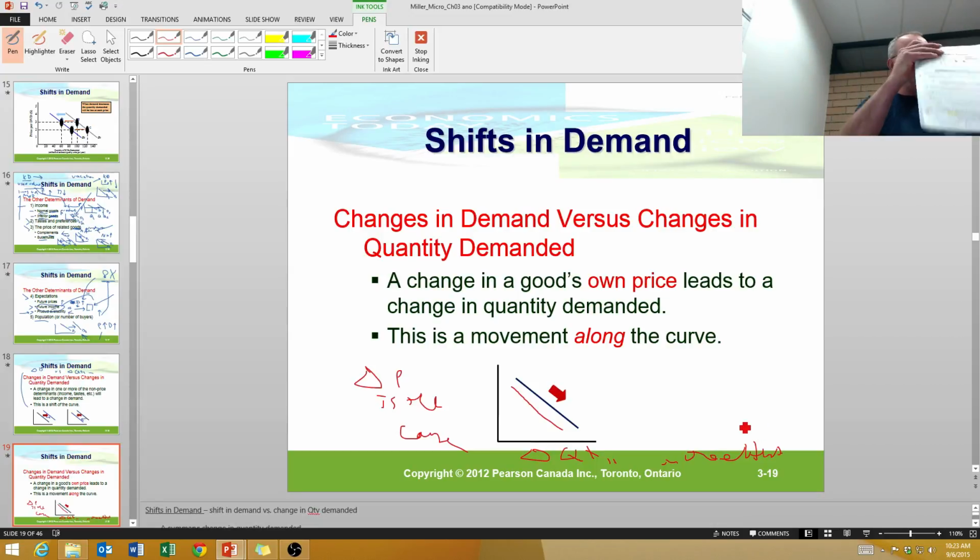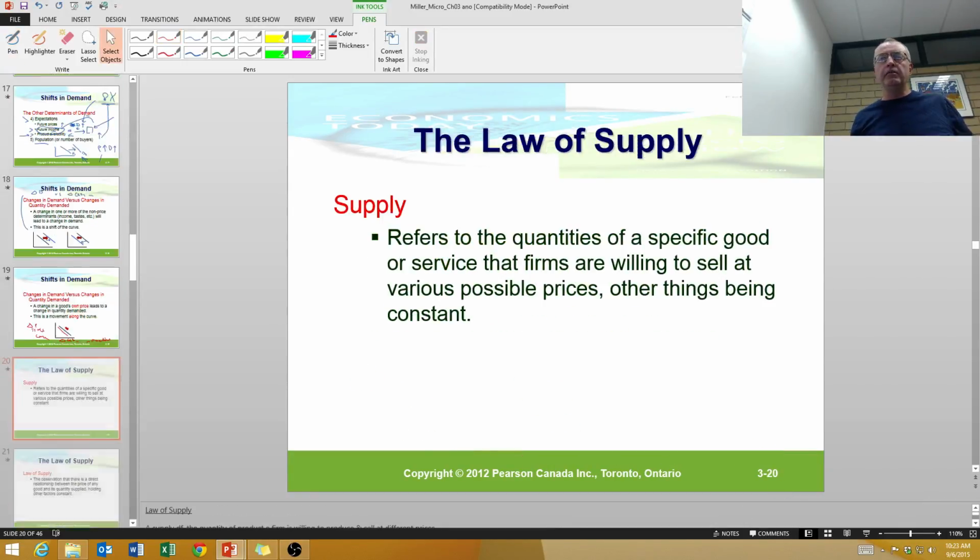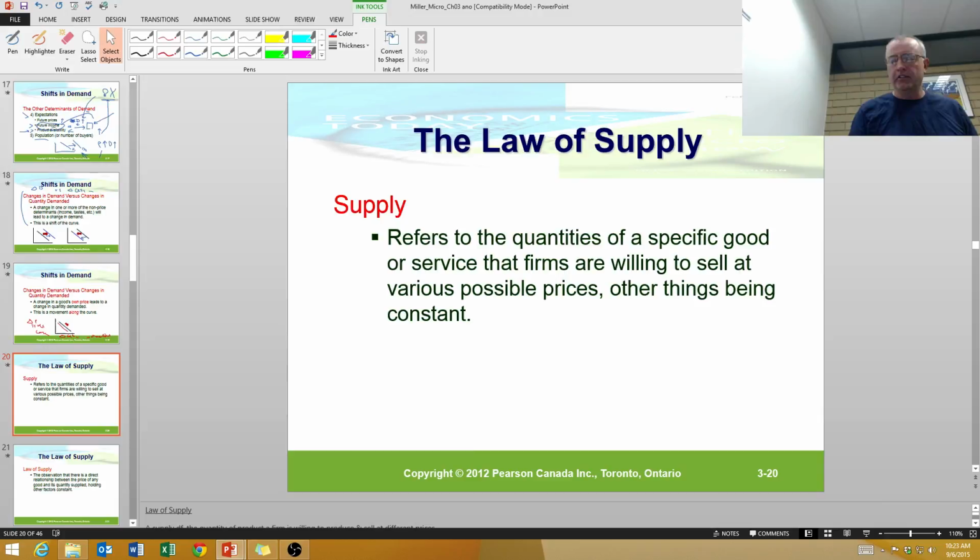Okay, so now that's it for the law of demand and the demand curve. Now we move off to the supply curve. The same thing happens in a parallel fashion that we saw with demand, but of course applied to supply instead. So when we talk about supply, what is supply? The supply of a product is the quantities of a particular product that firms, manufacturers, companies, businesses are willing to sell at different possible prices.